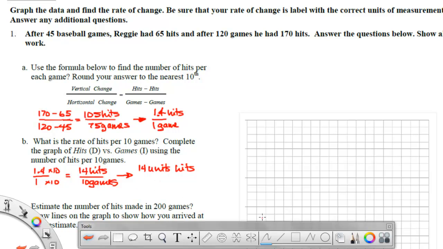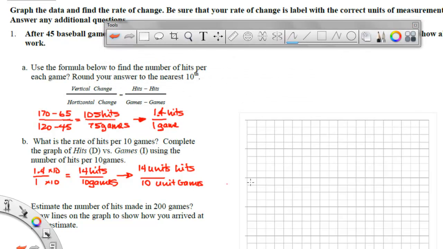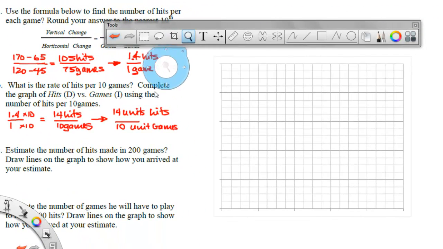And then each one of these squares here for games will be worth 10. Some of you counted this really strange. You used 10. Some of you used 20 along here. Some of you used the units, it was just really crazy how some of you counted. I tried to make this easy by just making these nice and straightforward.